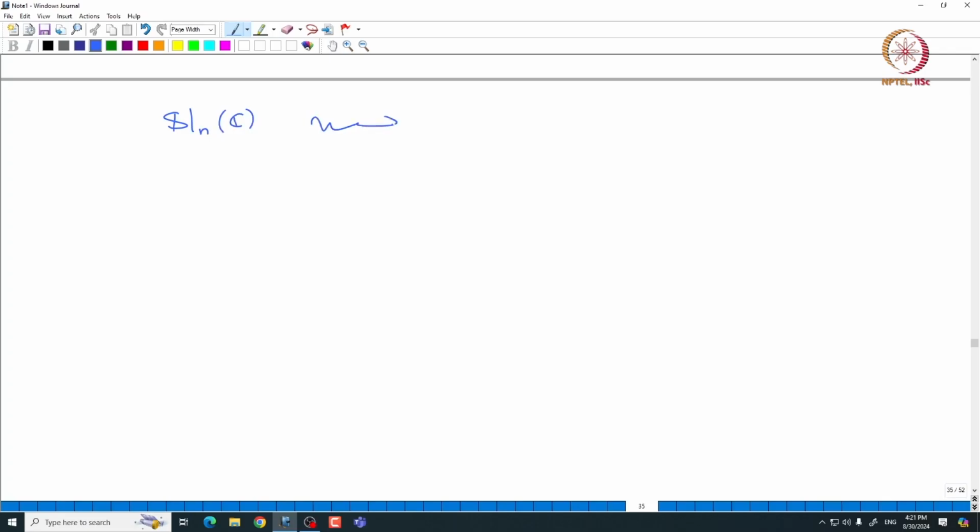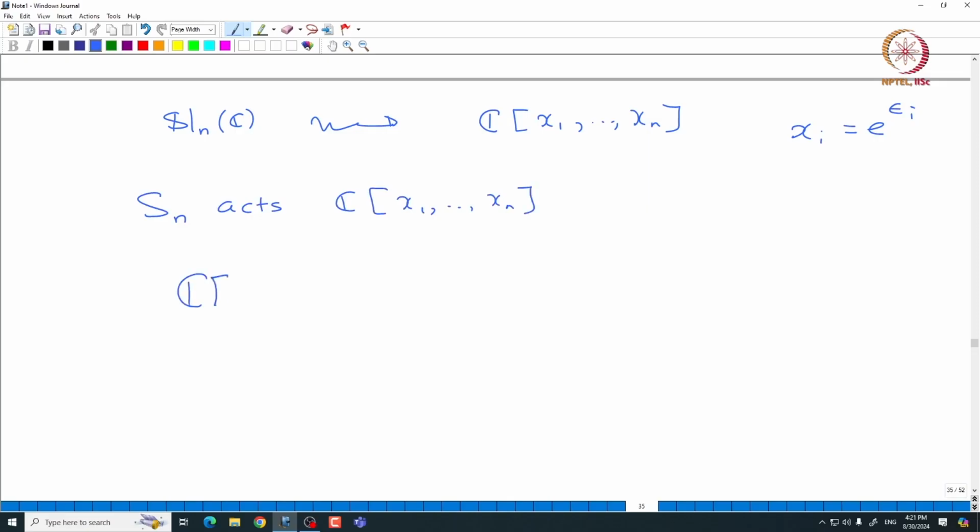So, if you take SLN, then obviously the polynomial algebra is going to be in the variables x1 etc. xn, where xi you identify with e power epsilon i. Now, naturally the symmetry group acts on this polynomial algebra C[x1 etc. xn]. So, what are we interested in? We are interested in this set of symmetric polynomials, those polynomials which are invariant under the action of Sn. So, this is called the set of symmetric polynomials.